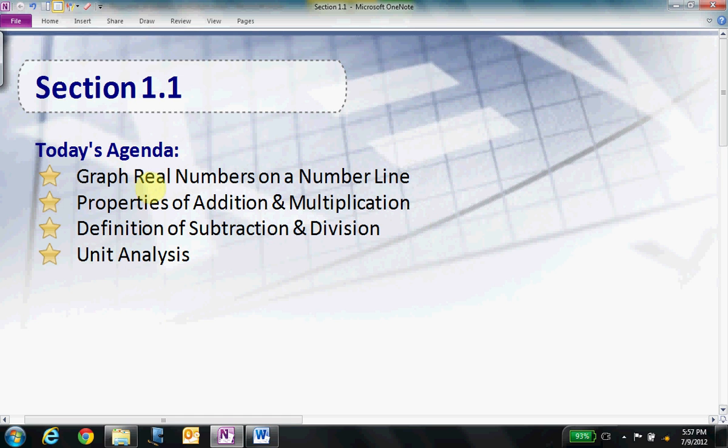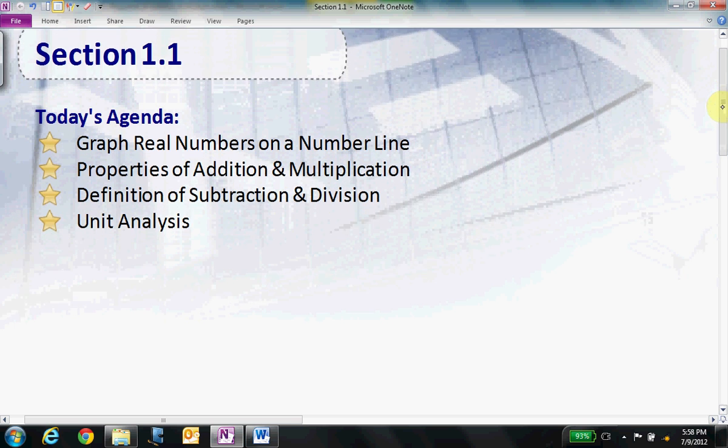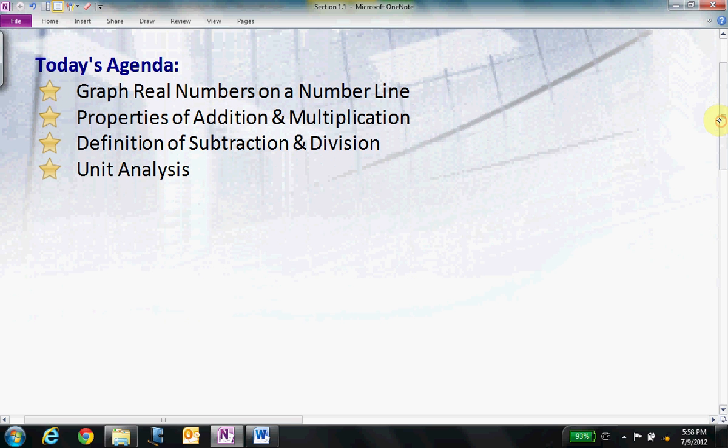Other than that, you'll see maybe one or two examples of each of the previous problems, because as I said, it is a review and it's kind of basic. You guys have definitely seen it. So let's first start with graphing real numbers on a number line.